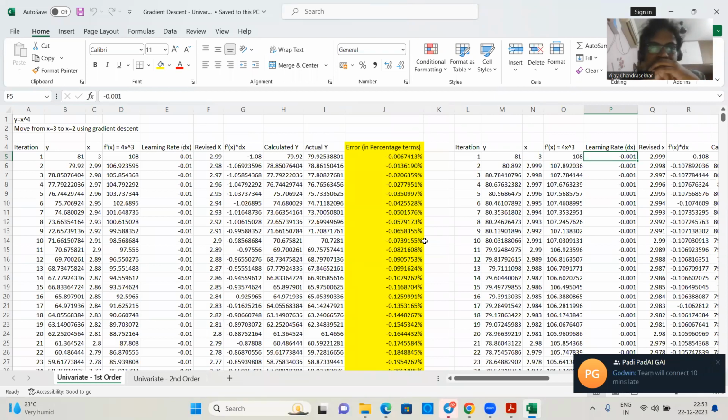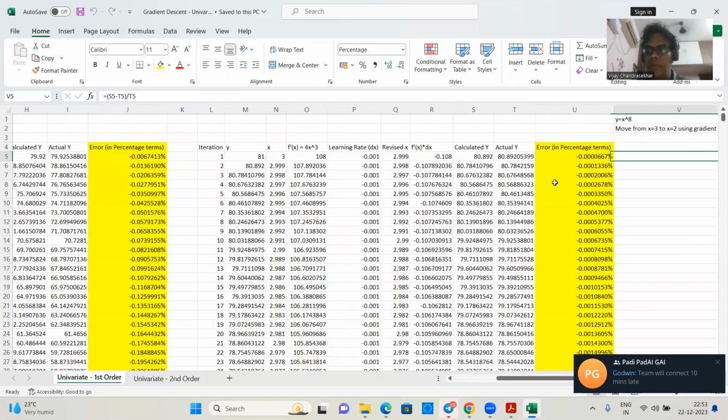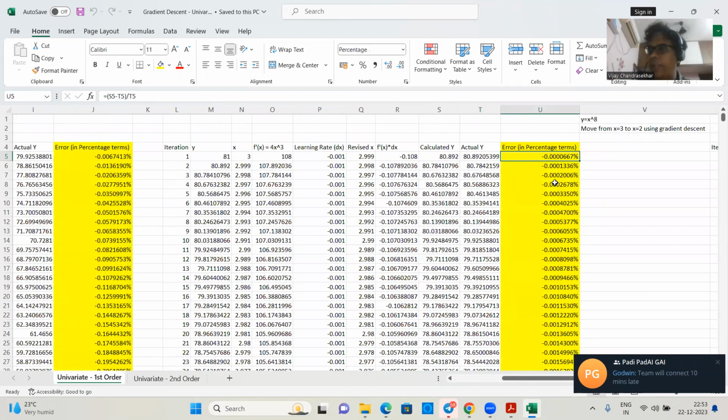Now, it's a question for this audience. So if I have to move from x equal to 3 to x equal to 2, and if my learning rate, I'm keeping it constant, to make life easy for us, and if my learning rate is negative 0.001, can anyone tell me how many steps do I need to take to reach from 3 to 2? 1,000, right? Why? Because from 3 to 2, the difference is 1. The size of each step is 0.001. So of course, I need to take 1,000 steps. So here we go. So I again start calculating the error in percentage.